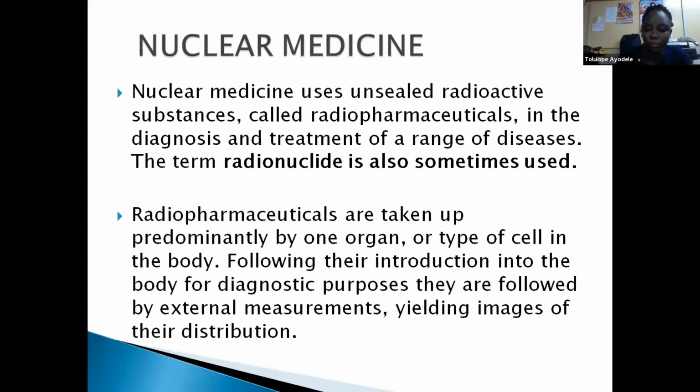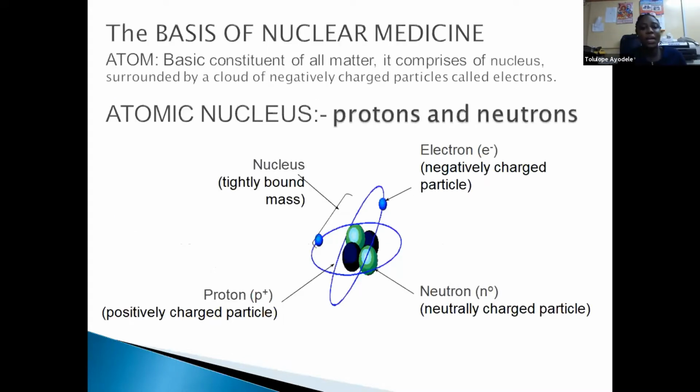So let's look at the basic constituents of atom. We all know that atom is the basic constituent of matter. It comprises of a nucleus, from our basic understanding of physics, and it's surrounded by electrons, negatively charged electrons. We have the understanding that it has the protons and the neutrons.